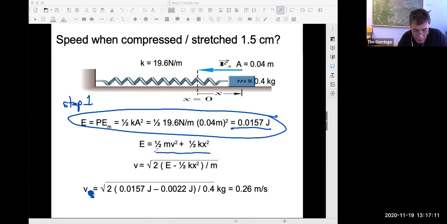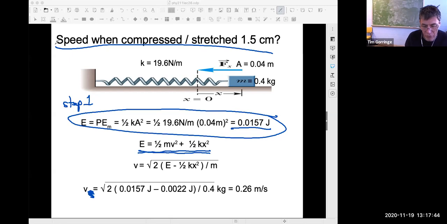At any moment, that total energy is a sum of kinetic energy and potential energy. Now, at the equilibrium point, potential energy is zero. At the fully stretched and fully compressed points, the kinetic energy is zero. But in general, when the spring is partially stretched or compressed, there's a combination of both kinetic and potential energy. And so that's what I'm saying here. At the moment that we're thinking of, when the spring is compressed or stretched 1.5 centimeters, there's both kinetic and potential energy.